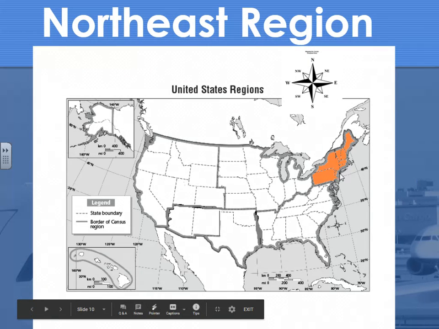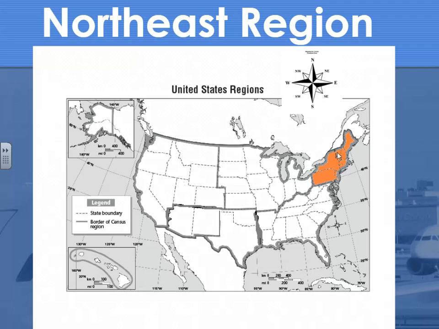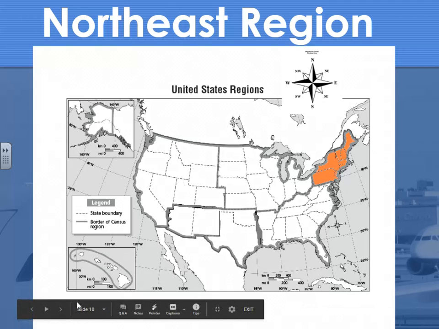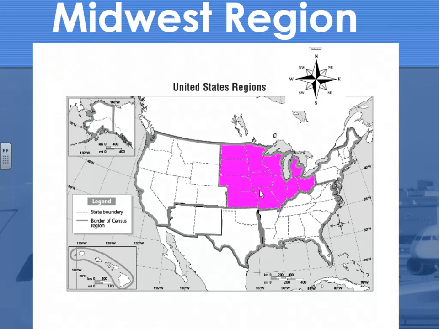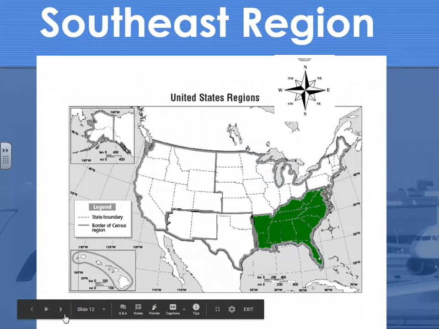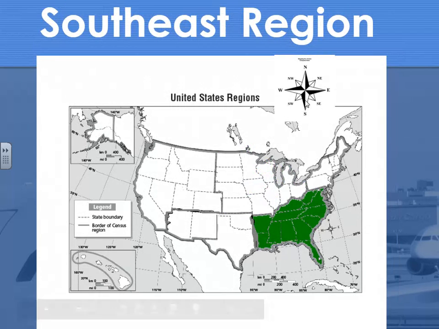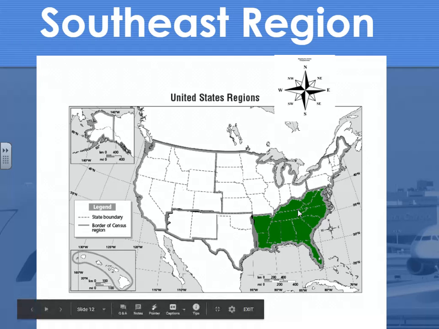There's the Northeast region. So the Northeast region is up in this corner, and Pennsylvania is included in the Northeast region. The Midwest region incorporates all of these states here that are in the Midwestern part of our country. The Southeast, so if we follow that compass rose, southeast, here it is in the southeast corner. And this includes states such as Florida, Louisiana, Georgia, and so on.